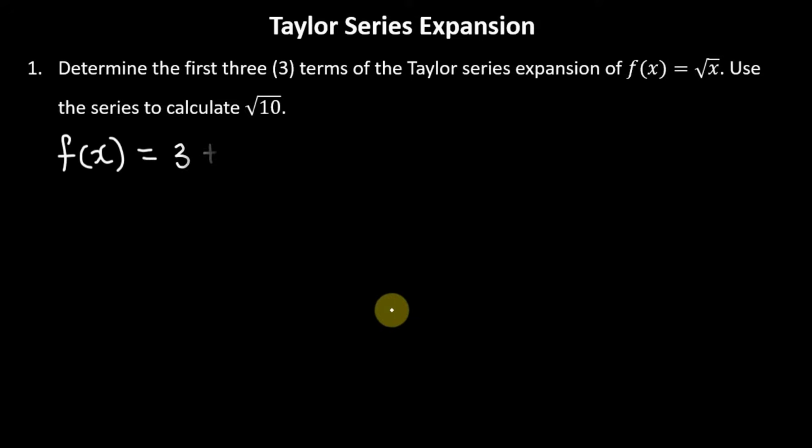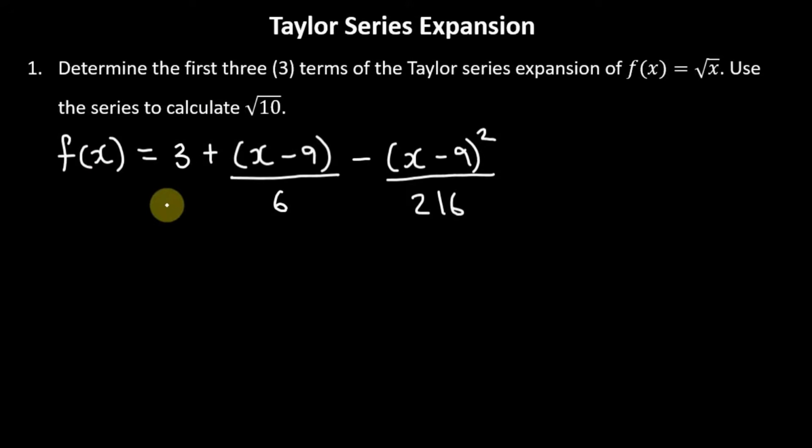Now recall the series. So there we go. F of x is equal to 3 plus x minus 9 in bracket all over 6 minus x minus 9 in bracket squared over 216. So I want to use this series to calculate the square root of 10. Remember, guys, that these first 3 terms are the Taylor series expansion for the function f of x is equal to the square root of x, and we use our a value with respect to the 10 right here. So they should give us a close value to the actual square root of 10.